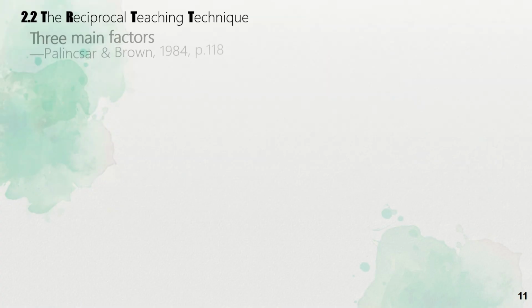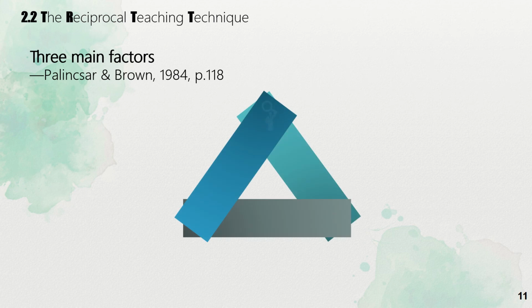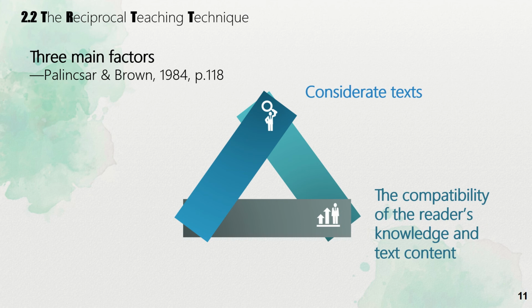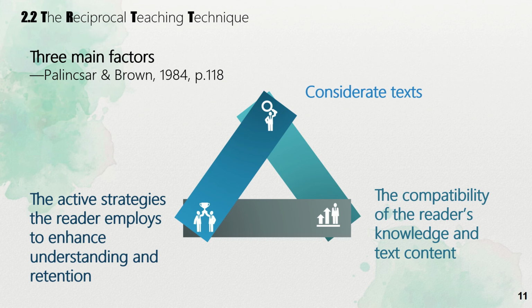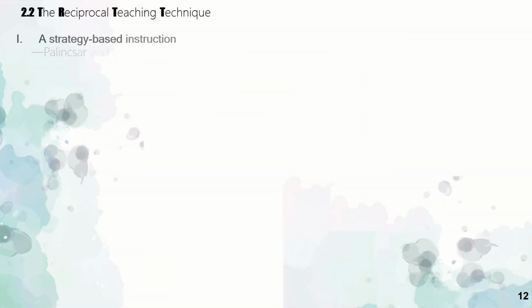Throughout the whole research, they emphasized three main factors. First, considerate text. Second, the compatibility of the reader's knowledge and text content. And third, the active strategies the reader employs to enhance understanding and retention. I bore them in mind when designing my course.